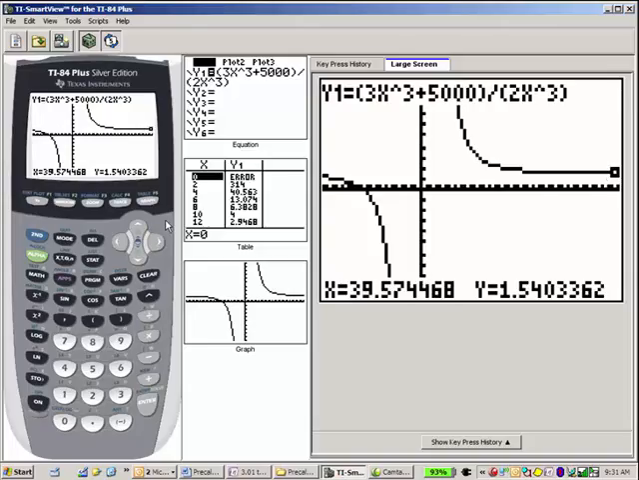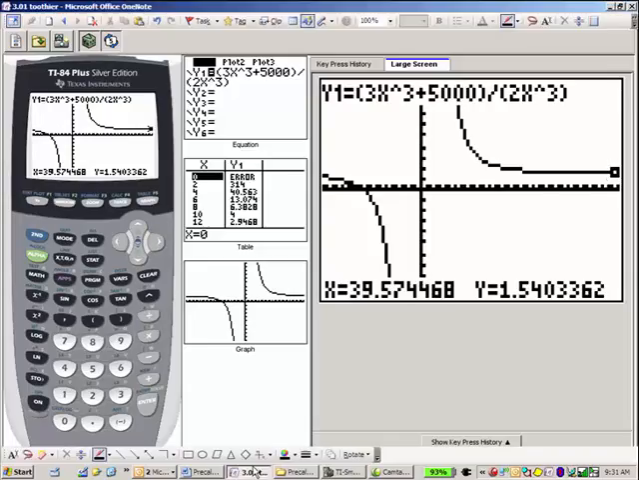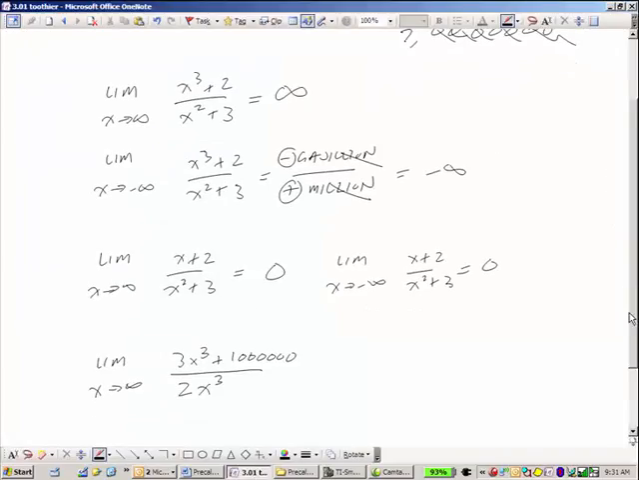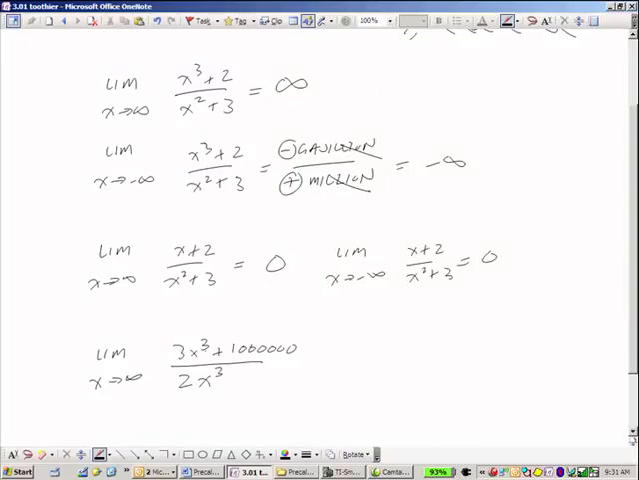You keep going out. All right, so if you have a function where the degree is the same in the top and bottom, you can look at the ratio of the coefficients. Okay?